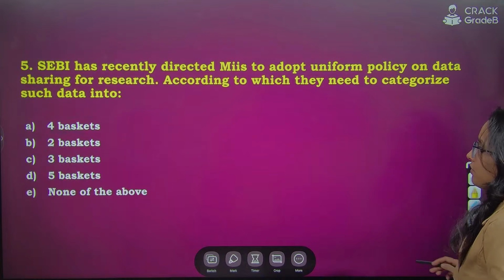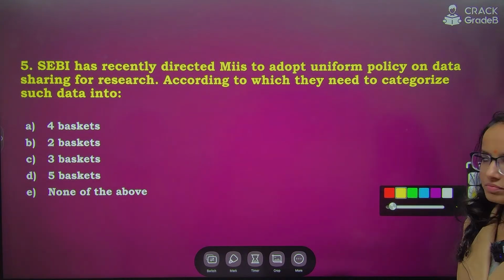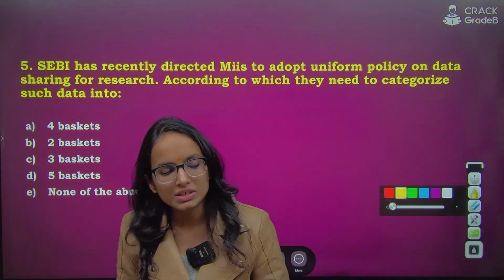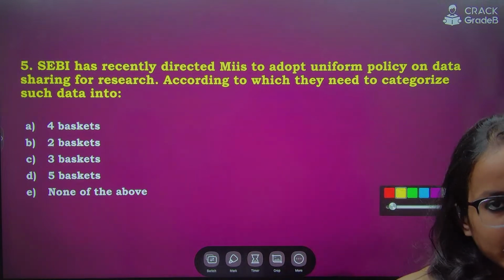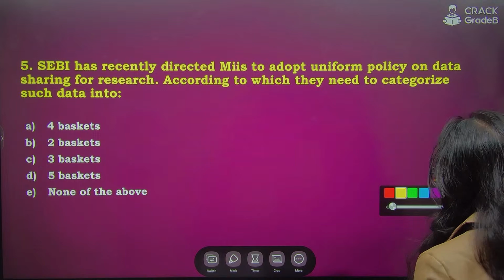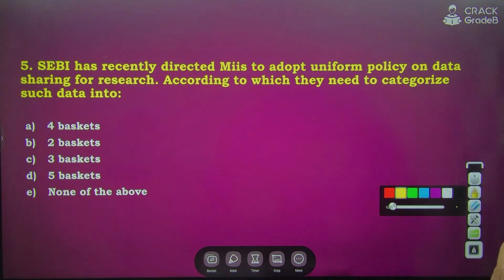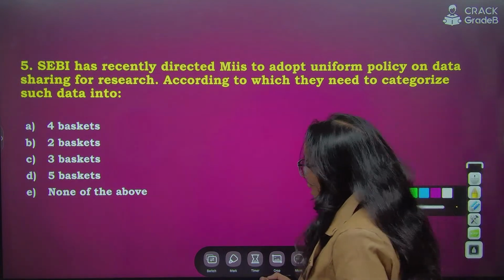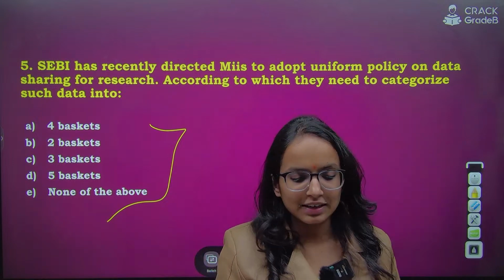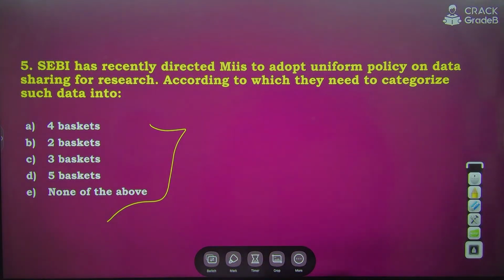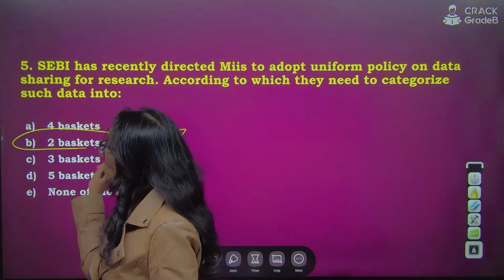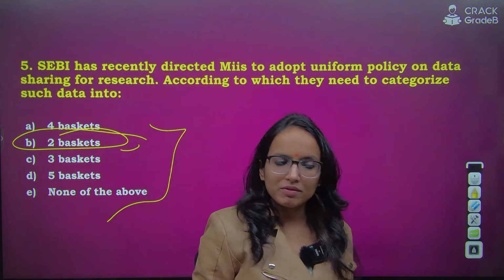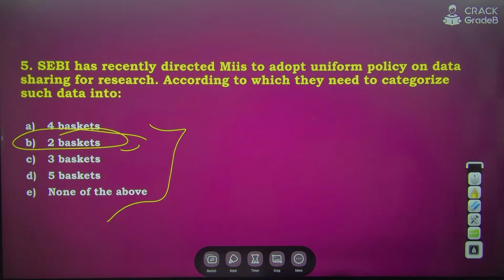Then next, question number 5. SEBI has recently directed the market infrastructure institutions to adopt a uniform policy on data sharing, for which it has asked them to categorize such data into 2 categories. Tell me which are these 2 categories. I only told you the answer, 2 categories or 2 baskets, right? Before sharing, the data will be categorized into 2 baskets, so the correct option would be option B. Basket A information will be shared with the public, but basket B information will not be available to be shared with the public. I hope it is clear.